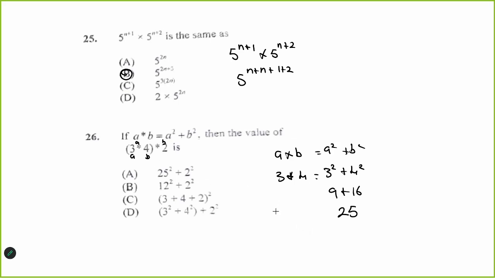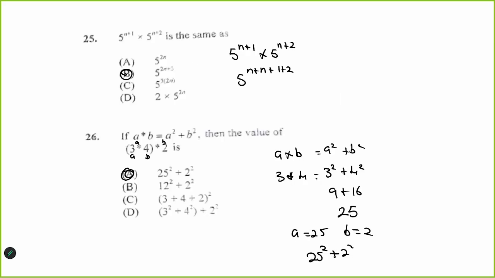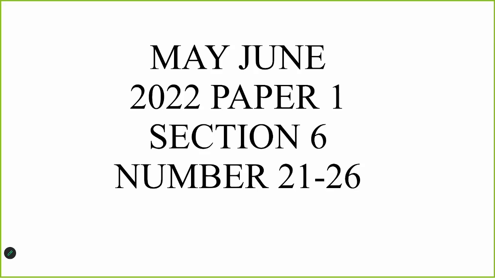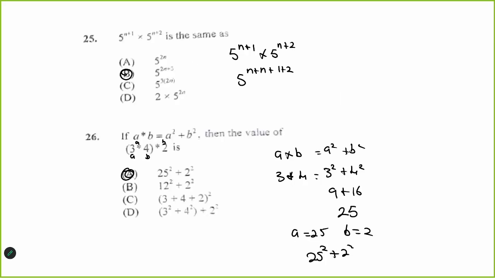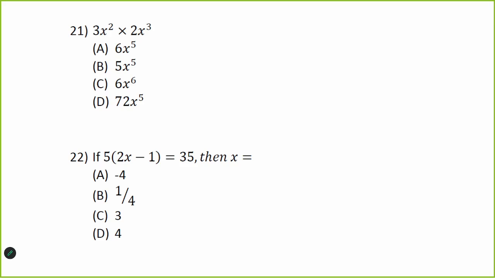Right. And then we have the bracket is A. So A is 25 and B is 2. So it'll be 25 squared plus 2 squared, which is A. And that is the end of January 2023. Now we're going to do May-June 2022, paper 1, section 6.